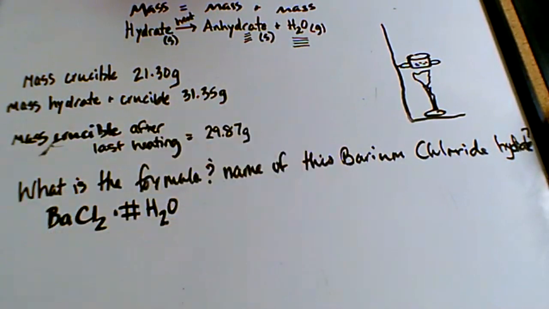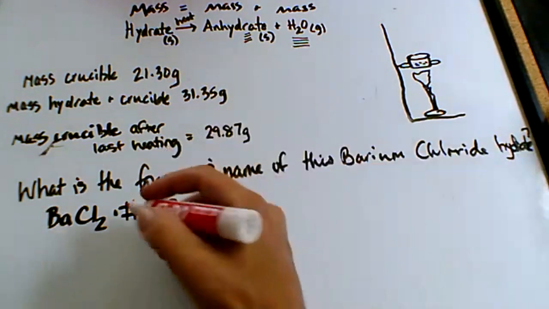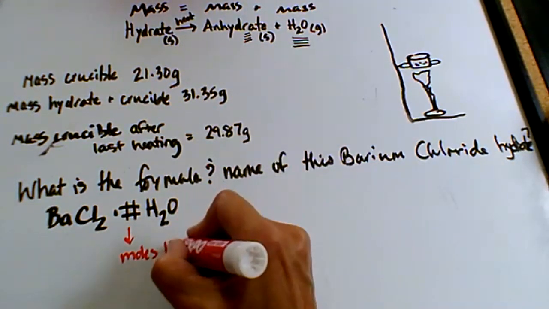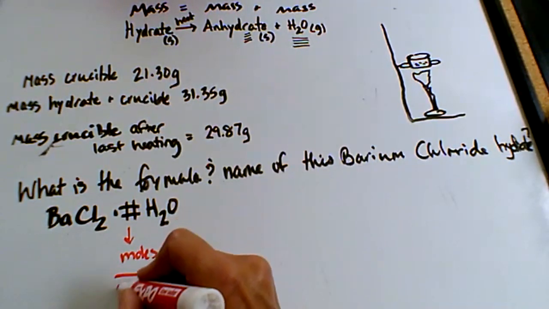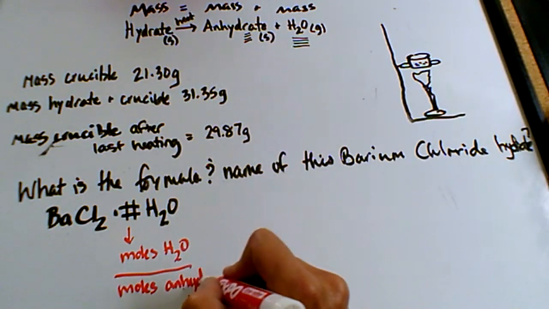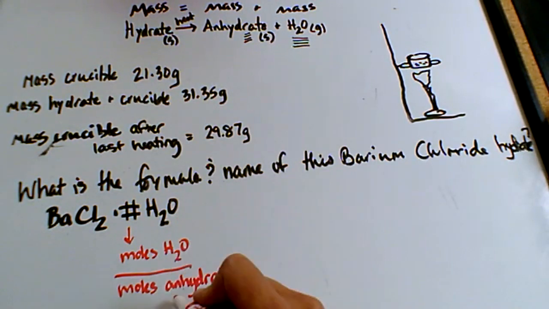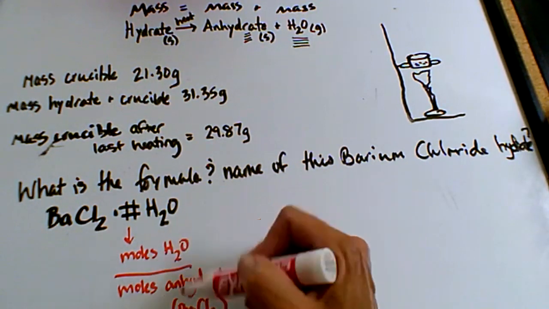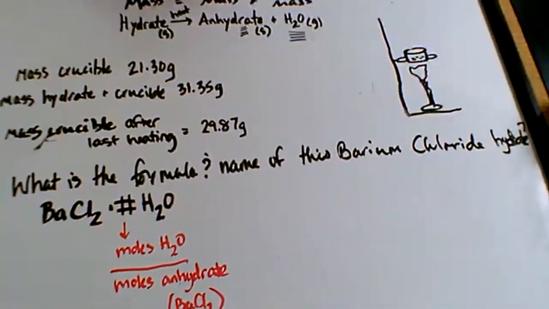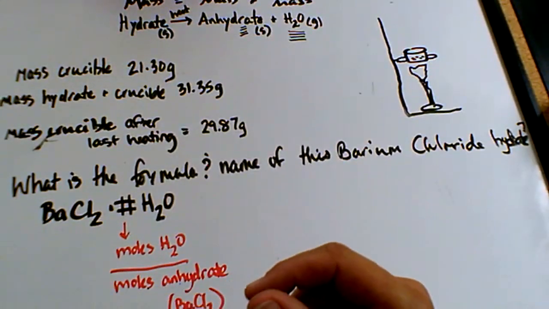And that number reflects the ratio of moles of water to the moles of the anhydrate. In this case, that anhydrate is barium chloride. So if I can get these two numbers and divide these two numbers, I have my answer. So how many moles of water were in this hydrate? Well, I don't know, but I can easily figure it out.